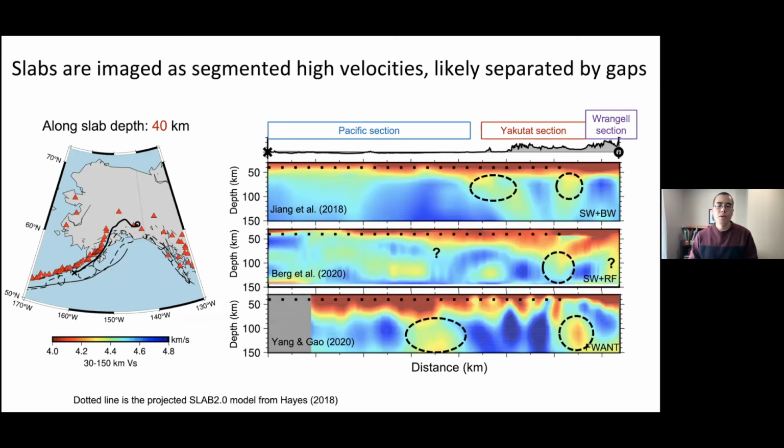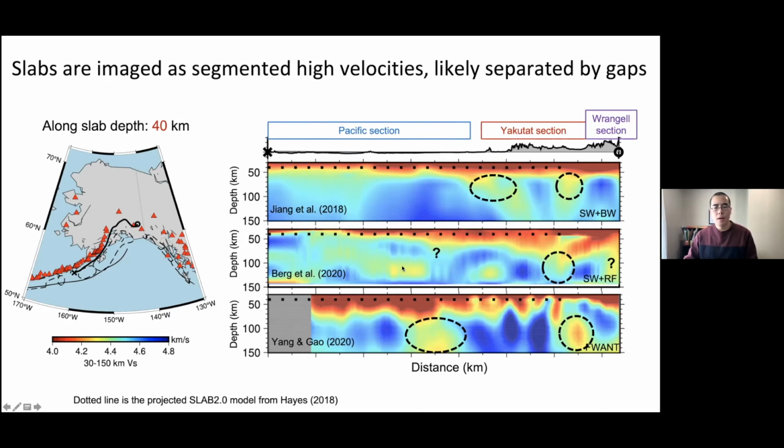These are 3 vertical velocity profiles along the slab depth contour of 40 kilometers. What we see is the separation of high velocity features, going all the way from the Pacific section to the Yakutat section. We see a strong variation of velocities from high velocity, to lower velocity, to high velocity again, and lower velocity. Those are consistent with major slab segments we expect and we see from other models.